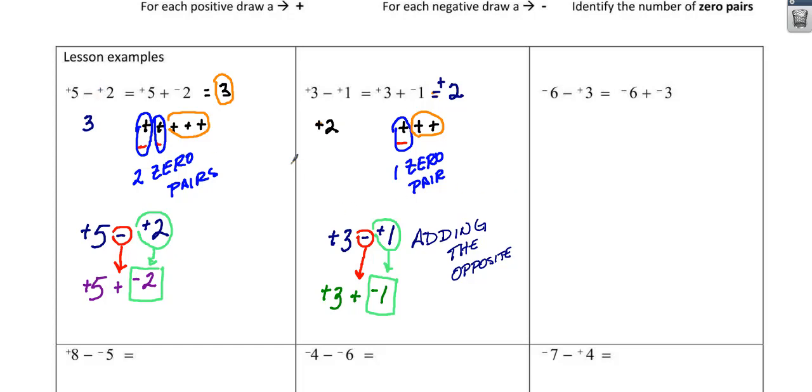All right, so let's try that with a problem that you can't solve in your head, because you could solve these in your head. 5 minus 2 is 3, or 3 minus 1 is 2. Let's take a look at this problem. Negative 6 minus positive 3.